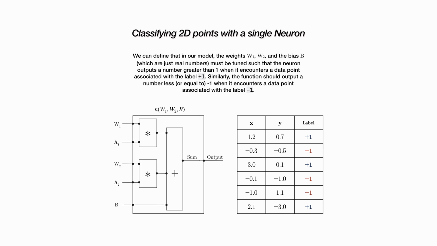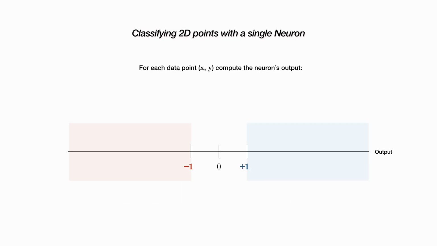So how does this work? In words, it's maybe a little bit complicated. Let's try to visualize this. For example, we choose a data point. This data point has X and Y coordinates, and it has a label. Then we compute the neuron's output and plot it on this number line.